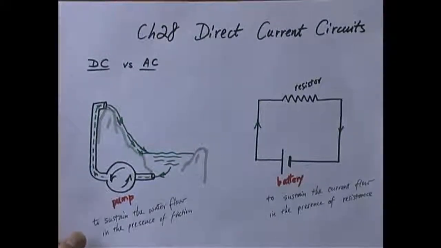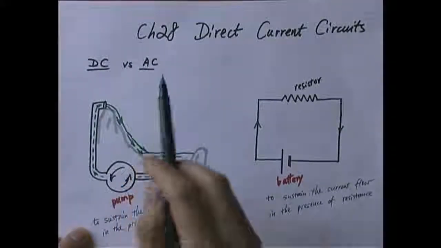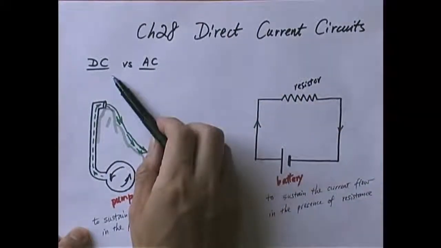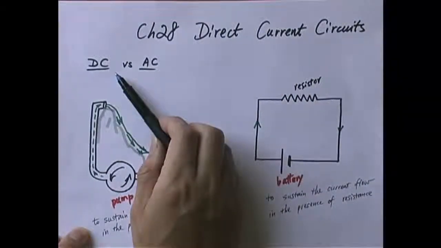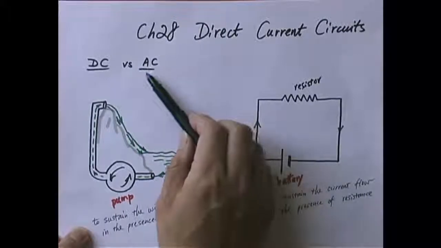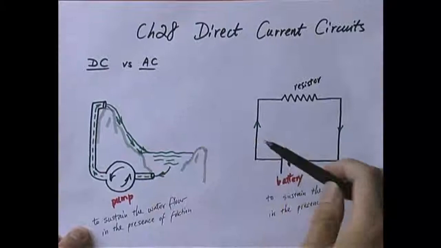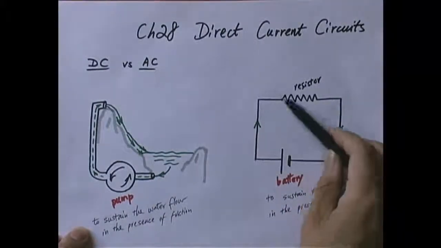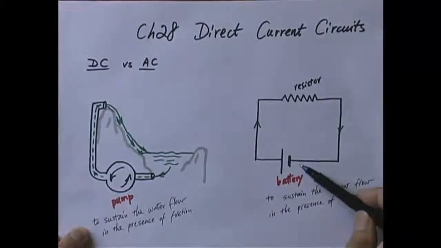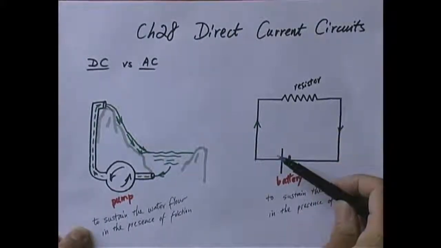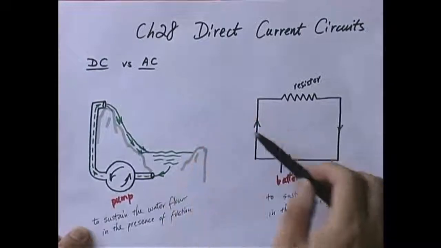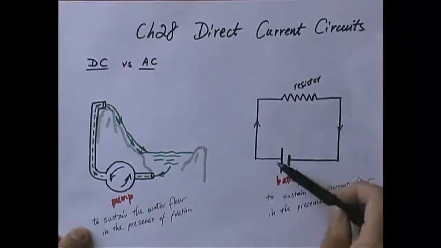In particular, the type of circuit we study in this chapter is a so-called DC or direct current circuit. As you probably know, there exists another type called AC circuit or alternating current circuit. What is the difference between these two types of circuits? In a DC circuit, the direction of the current flow, like in this particular case, is always clockwise or always counterclockwise. It does not change over time, even though the magnitude of the current may change over time. In an AC circuit, the direction of the current changes back and forth all the time.